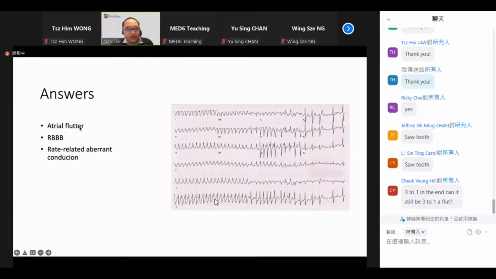So each of these probably carries 1 mark, half mark, something like that. So if you can pick up either of these, that would be good. If you said it's wide complex tachycardia, then you may not be able to get any marks in this case.